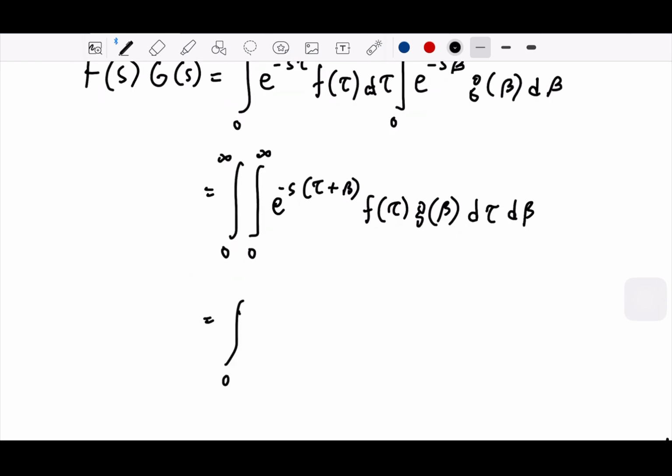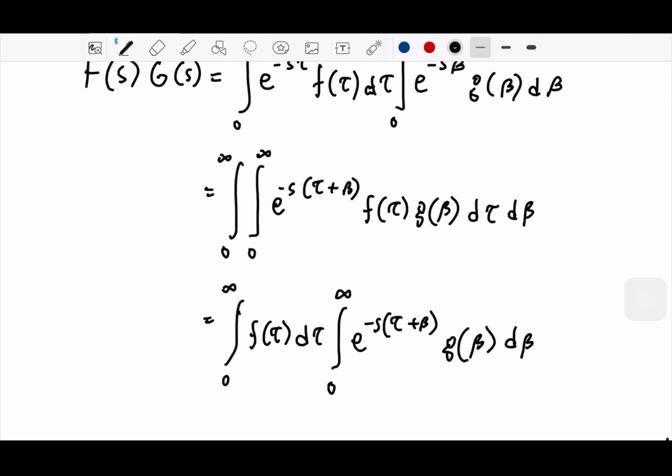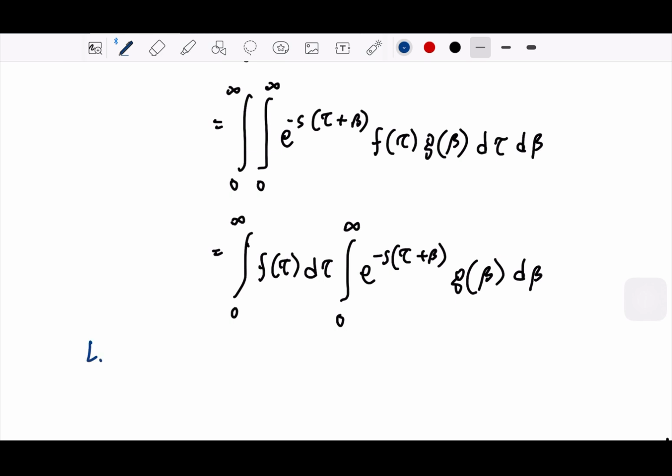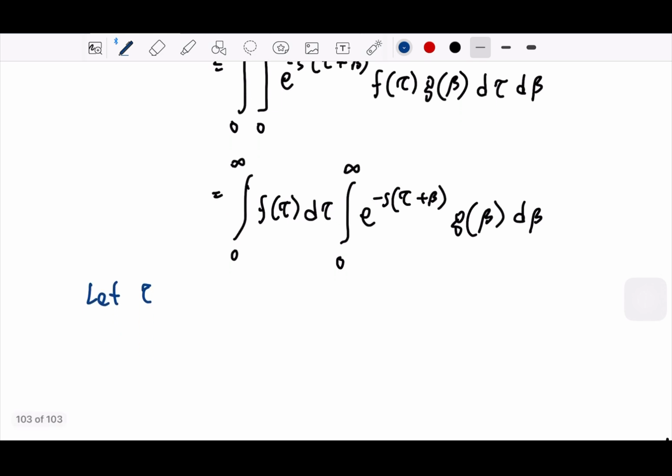And we can rearrange the f of tau and the e to the tau part, and then the other part will be the d beta, written like this with g of beta and d beta. Let tau be fixed, and then let t equal tau plus beta. Because we let tau be a constant, we are going to have dt equal d beta. So exchange all the necessary components with dt.